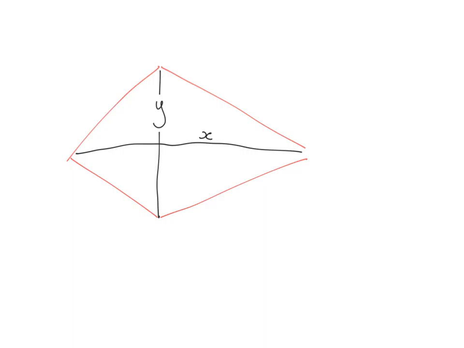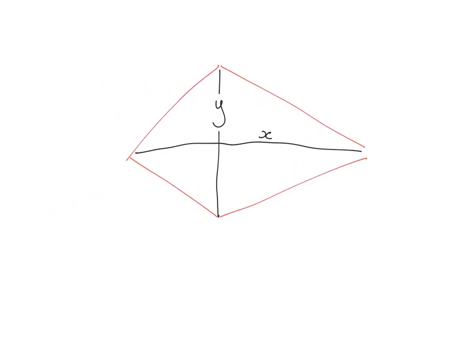in the kite. So, for example, I have a triangle here, a triangle here, a triangle here, and a triangle here. Now, we also have a triangle here, and a triangle here. Let's focus on those last two triangles. So, here and here.